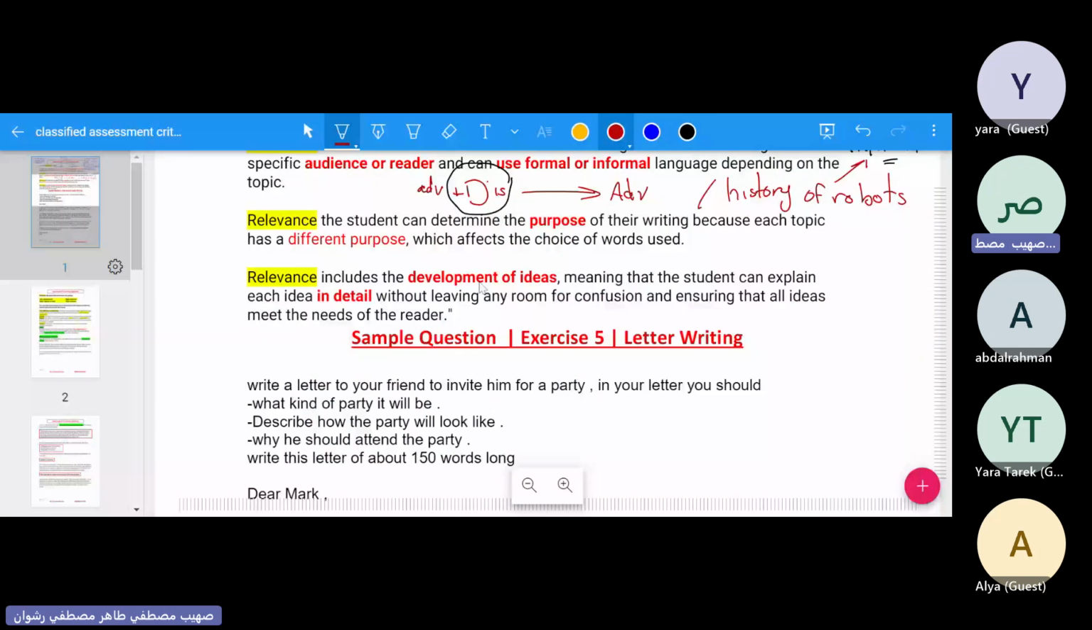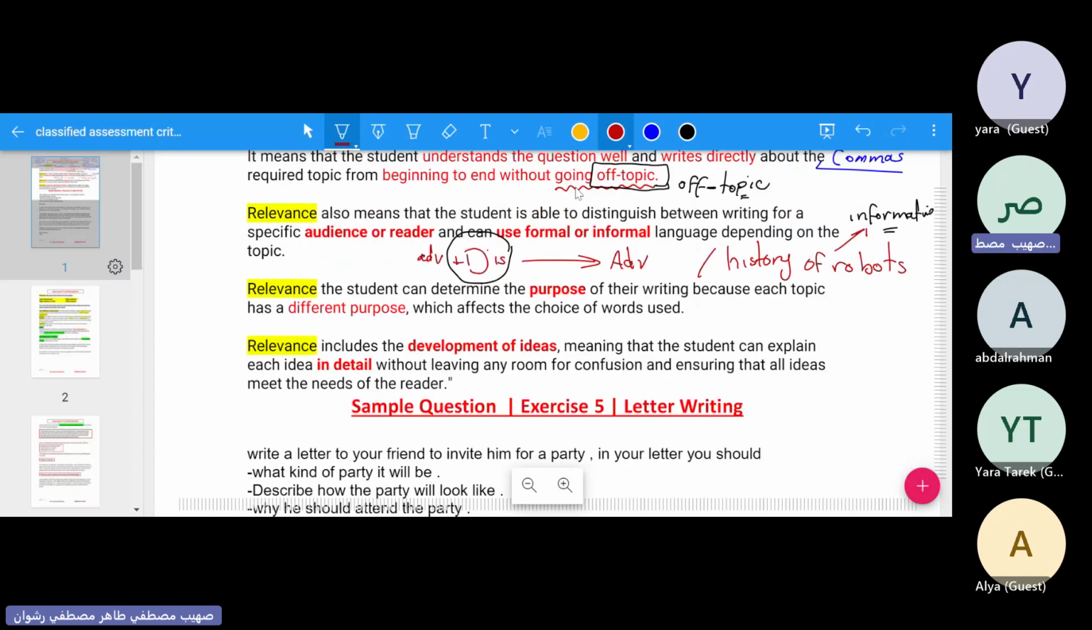Relevance means 3 elements or 4 elements. Number 1, the student is writing about the required topic. Number 2, read, Yara Tarek. Relevance also means that the student is able to distinguish between writing for a specific audience or reader and can use formal or informal language depending on the topic.